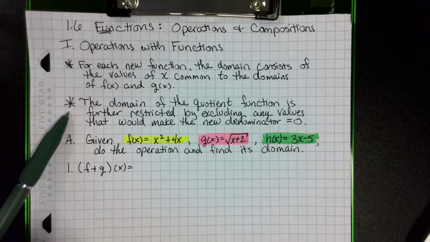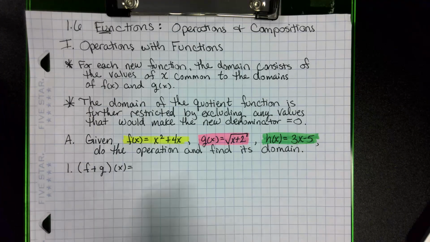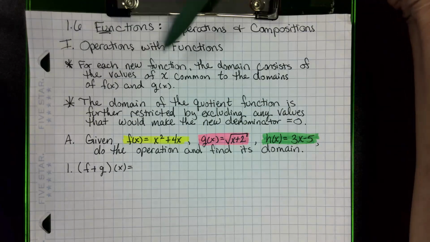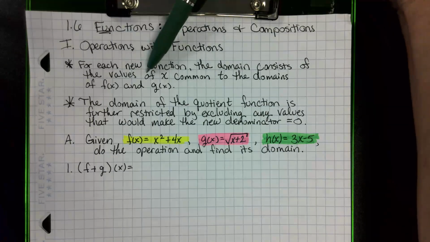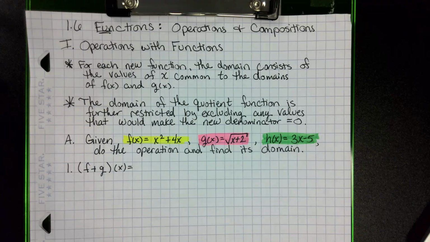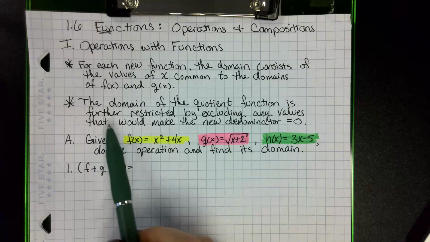So a couple of notes, the bullet points that I had added to my notes, to answer questions from homework whenever students were asking in previous years. The first one is, for each new function, the domain consists of the values of x common to the domains of f and g of x, or the original two functions. That's assuming you're working with f and g of x. So whenever you get your new function, its domain is the overlapping of the original two functions. So you have to find the original ones, and then from that, decide what your new domain is.